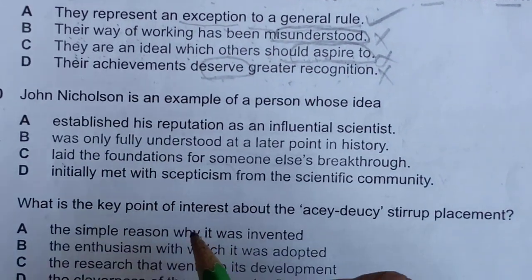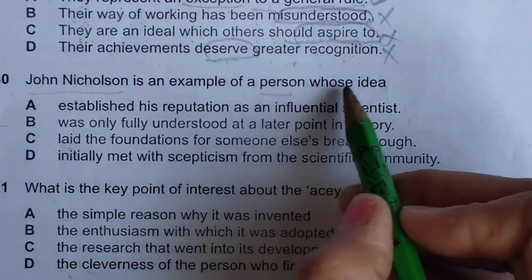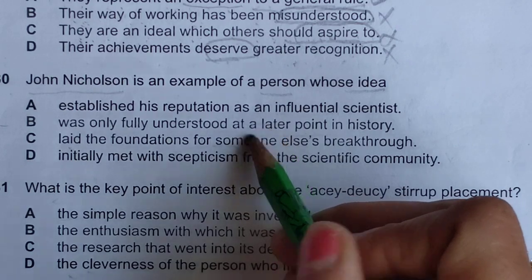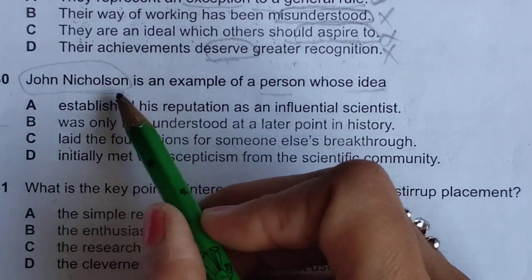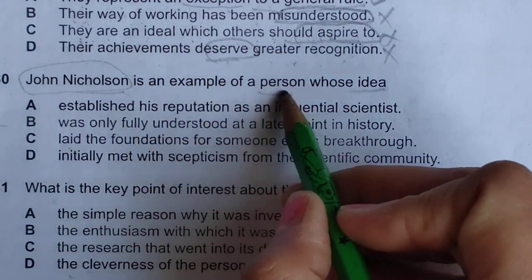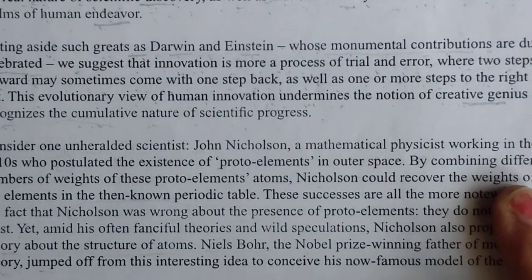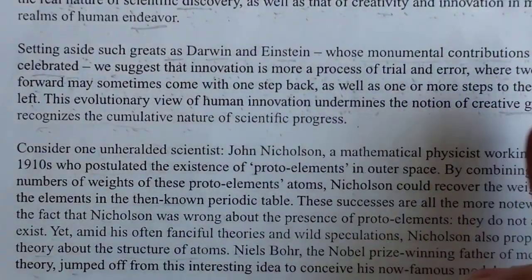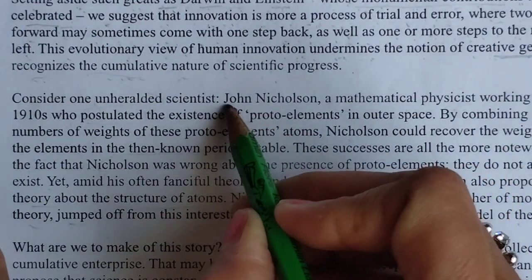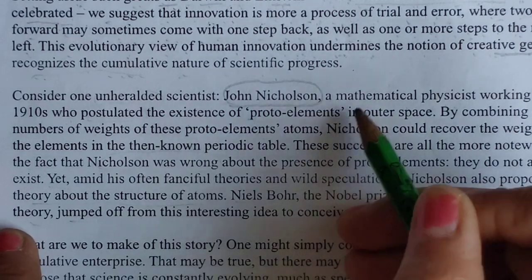30th number. John Nicholson is an example of a person whose idea. Now they have not given any location, so this is the keyword. With the help of this, we will go to the location. John Nicholson is in the next paragraph, the third paragraph. This person's name is there, so we have to read the full paragraph.